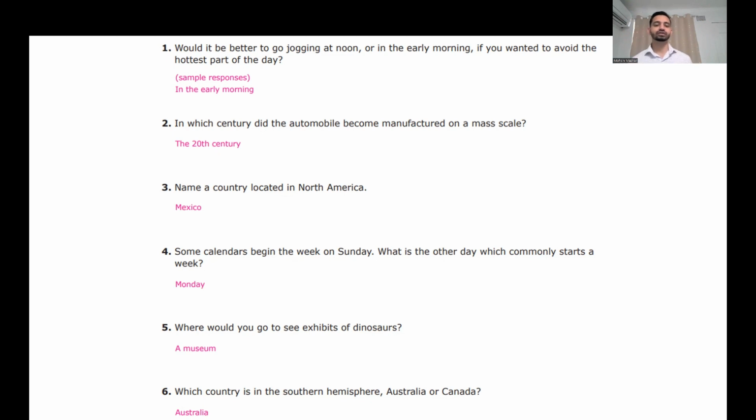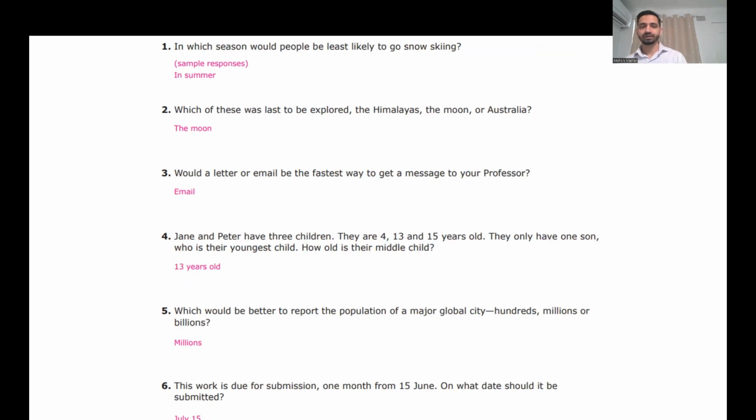Where would you go to see exhibits of dinosaurs? So where? Obviously talking about a place. Where do you go to see exhibits? Obviously it's a museum. You'll say museum. Which country? It's talking about a country that is in the southern hemisphere. It gives you 2 options: Australia or Canada. Canada is in the northern hemisphere. Australia is in the southern hemisphere. So you have to say Australia. Okay, talking about the other one. In which season would people be least likely to go snow skiing, right?